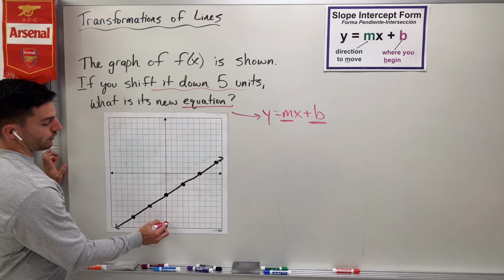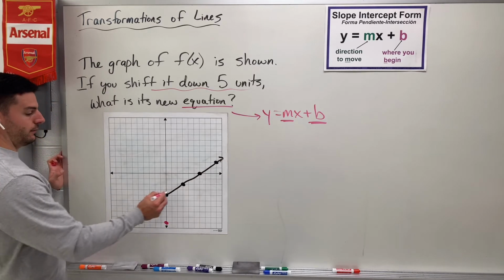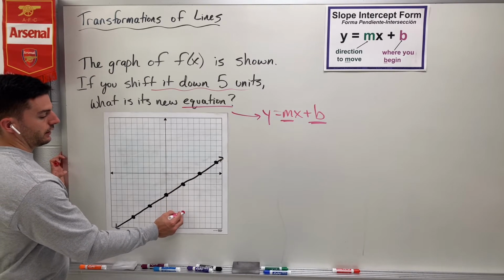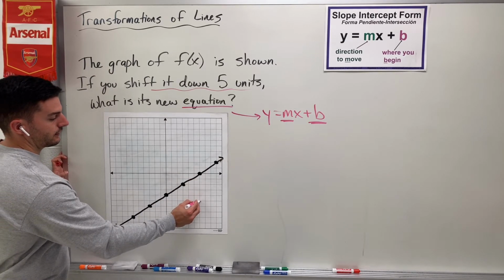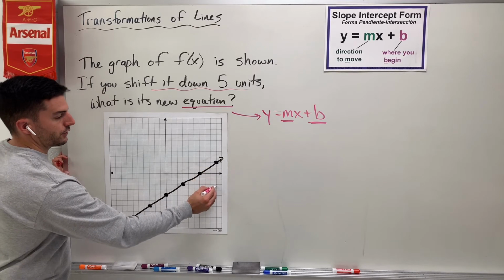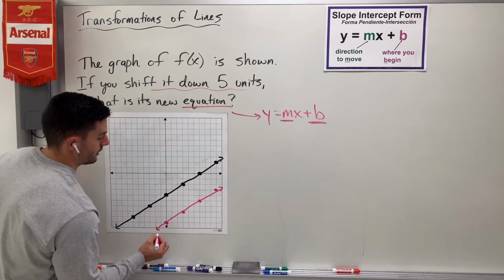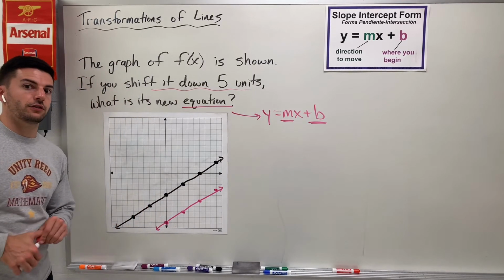And I usually like to start with my y-intercept because, again, that's helpful. That's a solid point. 1, 2, 3, 4, 5. And again, the slopes should be the exact same as the original. Okay, so that's all I can fit. Okay, but there is the transformation line, right?